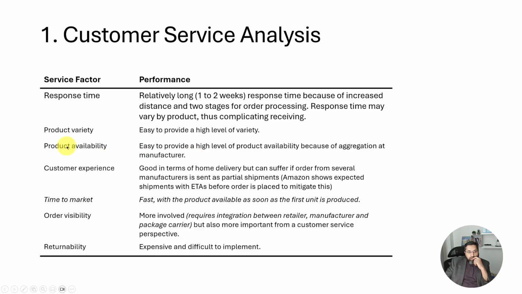Product availability is also easy to provide at a high level because your inventory costs are so low due to centralization. You can always keep a little bit of safety stock if you want to. But instead, the manufacturer can manufacture it after getting the customer order too. So product availability is going to be very high. Manufacturer, if they're out of stock, will just make the item.